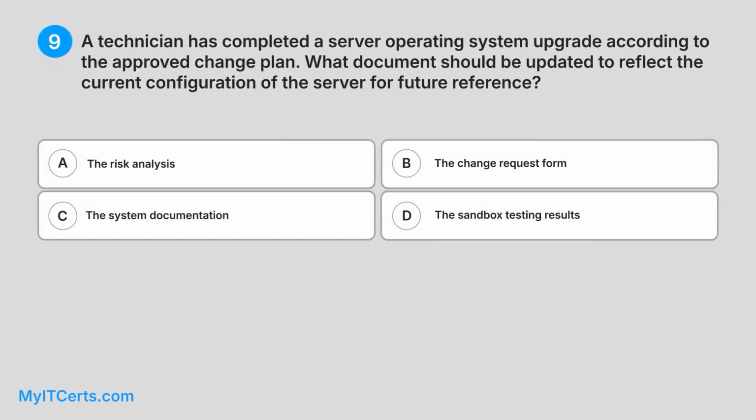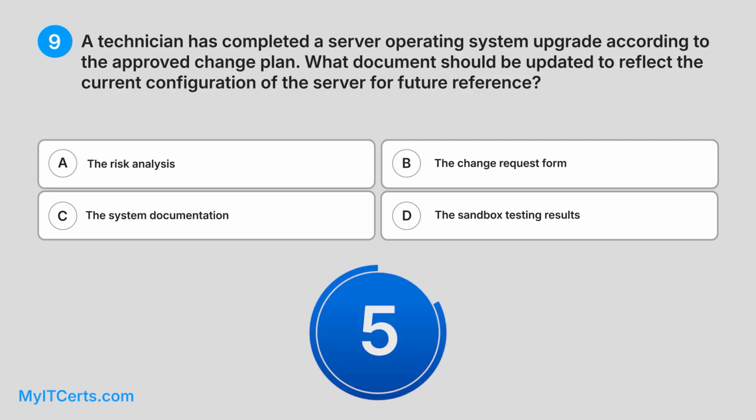9. A technician has completed a server operating system upgrade according to the approved change plan. What document should be updated to reflect the current configuration of the server for future reference? A. The risk analysis. B. The change request form. C. The system documentation. D. The sandbox testing results. Can you guess the answer?